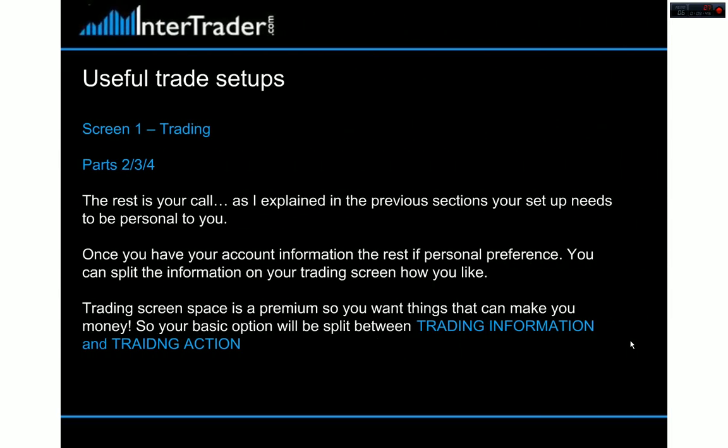Parts 2, 3 and 4, the rest is your call. As I said in the previous sections, you need to set up something that's personal to you. Once you've got your account information, the rest is your preference. You can look at 4 products to trade, 8 products to trade, 16, whatever you feel comfortable with. This is the whole point about trading. It's down to you.